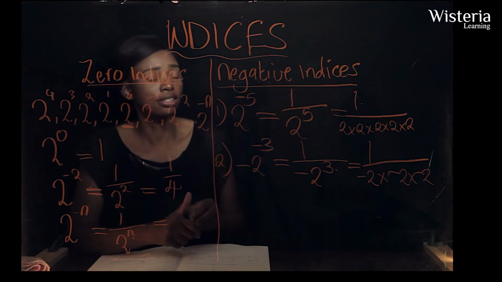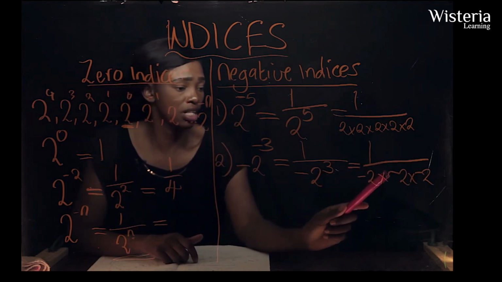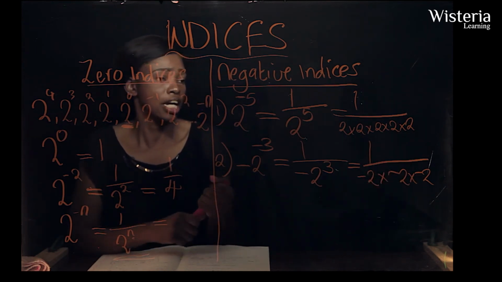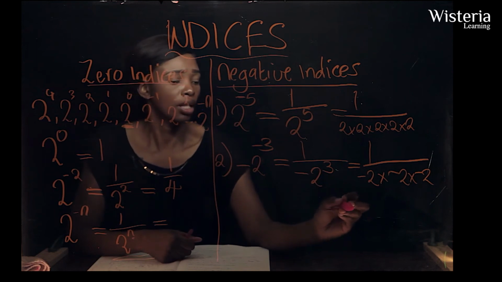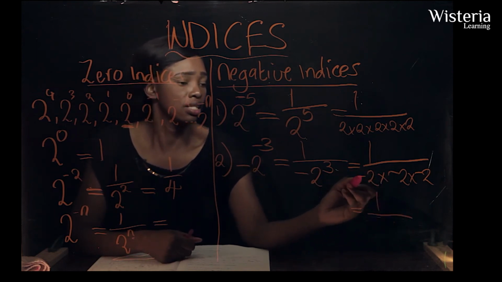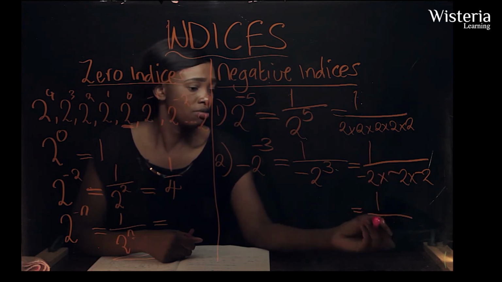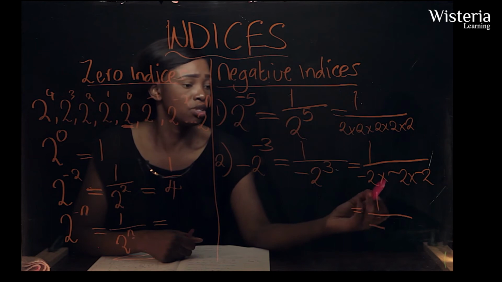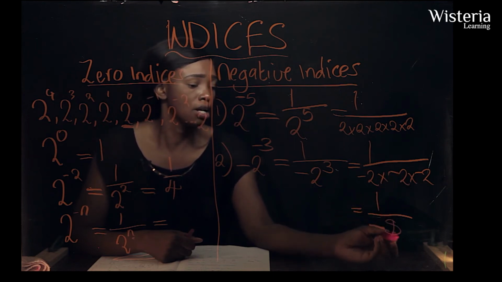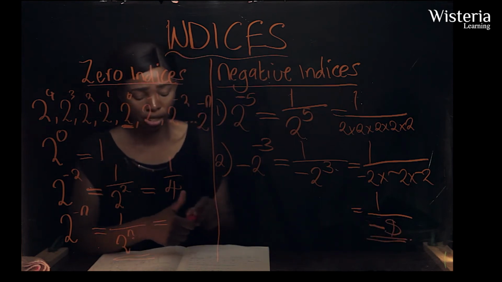Then if we are asked to evaluate, we can evaluate this by multiplying signs: negative times negative is positive. Positive times negative will be negative. So this will be 1 over, let's multiply the signs, negative times negative is positive, positive times negative will be negative. Then 2 times 2 is 4, 4 times 2 will give us 8. So that's how we can go on if we are asked to evaluate.